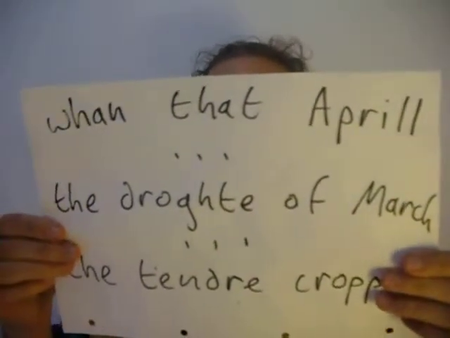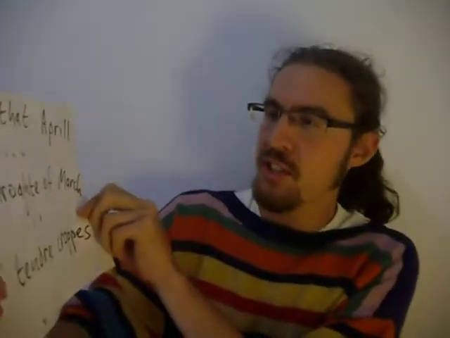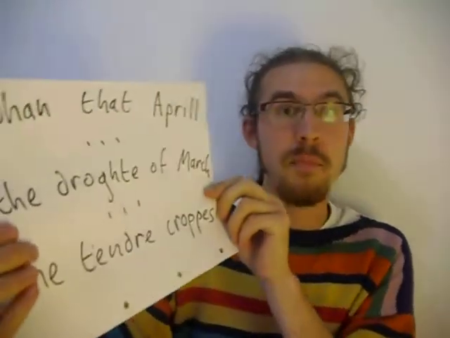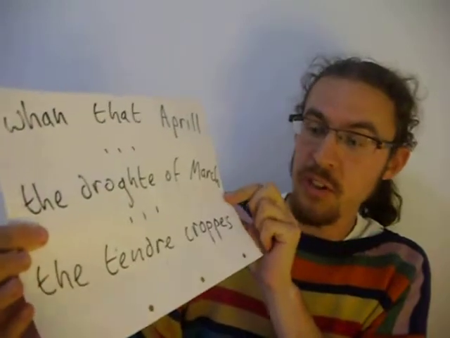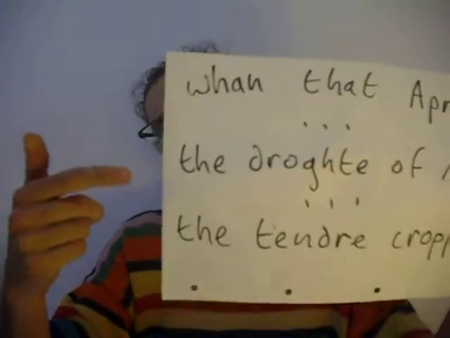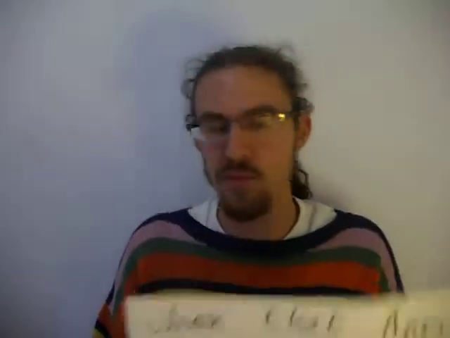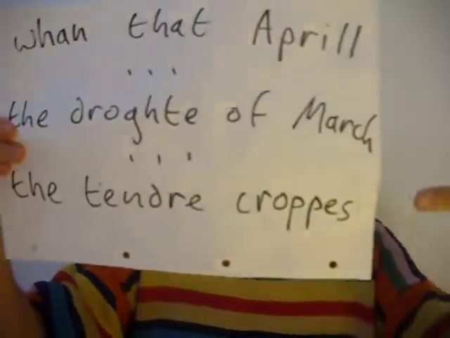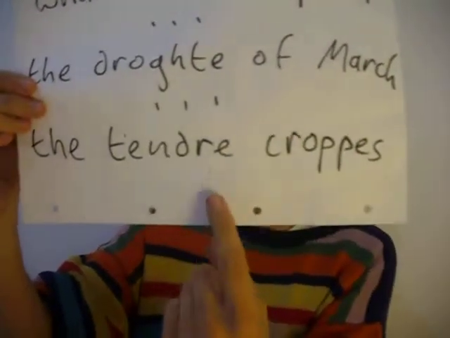I think that's going to be pretty straightforward. The droghte of March, same principle. The tendre croppes, easy. The word the, it's a low stressed word, so that's not going to be doing anything exciting. And obviously croppes, unstressed E, tendre, unstressed E, so they're going to be short as well. So that's your short vowels, and most of the vowels you see in Middle English are going to be short. So easy sticks. Still, let's have a look at long vowels as well.